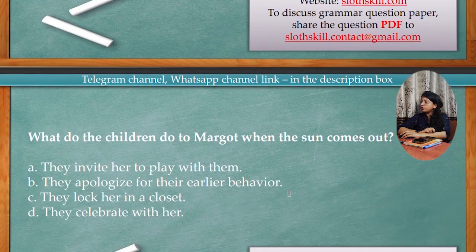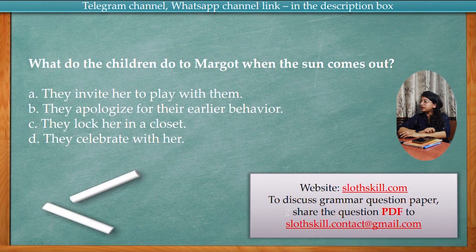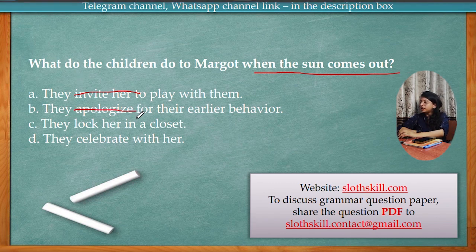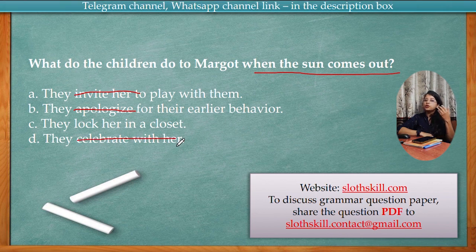Next question. What do the children do to Margaret when the sun comes out? They invite her to play with them. They invite her? No. They used to bully her before, right? Before the sun episode. So, invite her is incorrect. They apologize for their earlier behavior. See what is the question as to when the sun comes out. So, after the sun disappears, then they apologize. Not when the sun comes out. So, apologize is wrong. They lock her in the closet. They celebrate with her. They did not celebrate with her. They celebrated without her. So, which option is correct? Of course, option number C, they lock her in the closet.